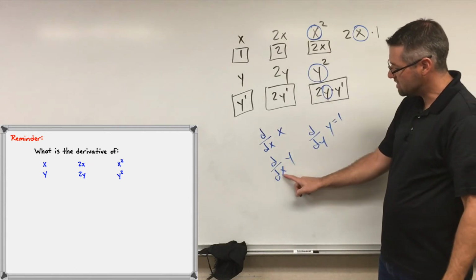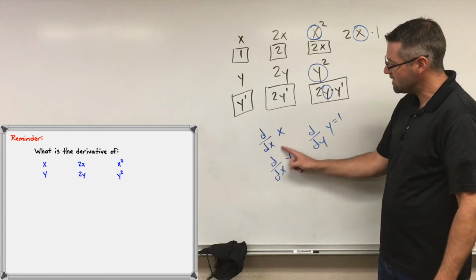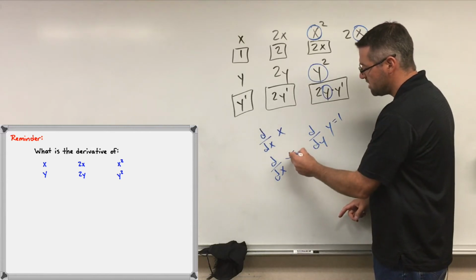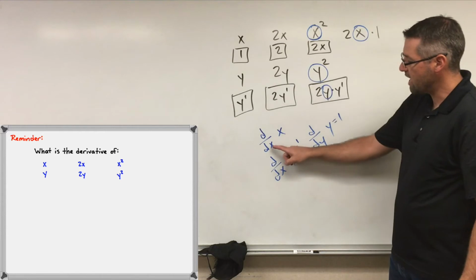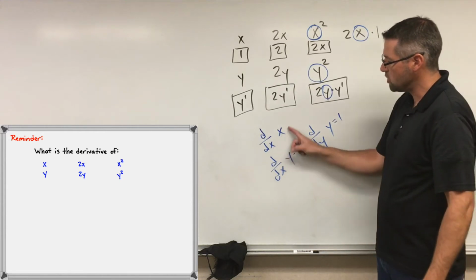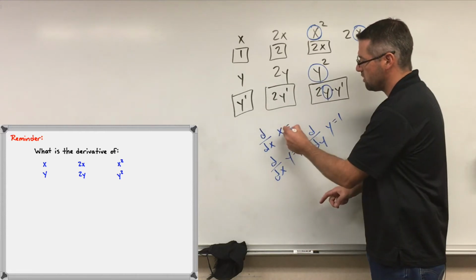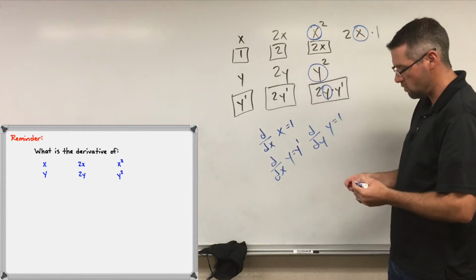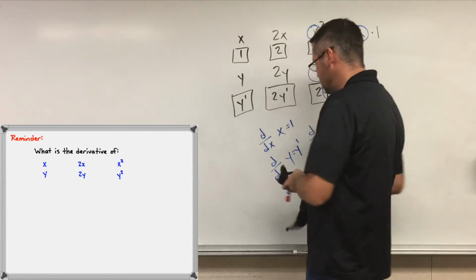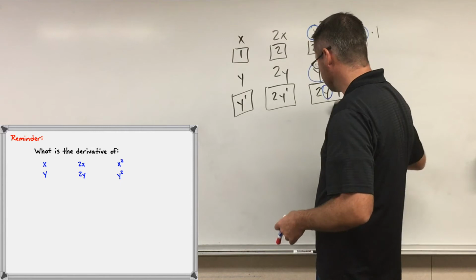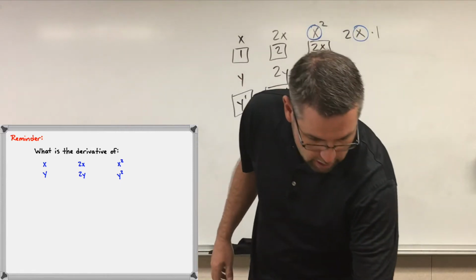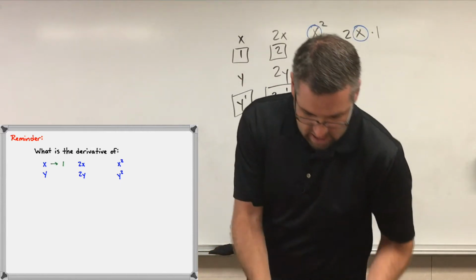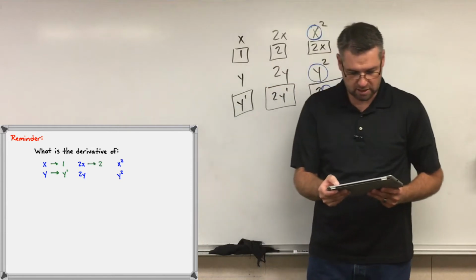This is telling me x is a variable, so I'm treating y as a function, so the derivative of this is y prime, and then x is my variable here, so I'm treating this as a variable, so the derivative of x is just 1. Okay, so hopefully you get a good grasp of what that means. All right, let's go on to the next thing and get some practice in here.